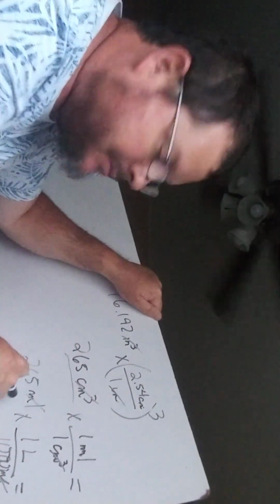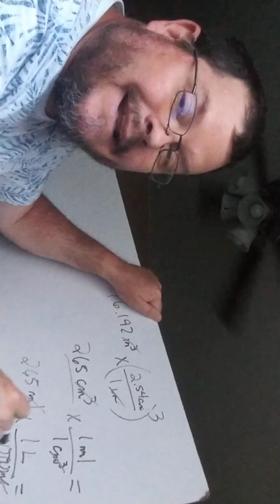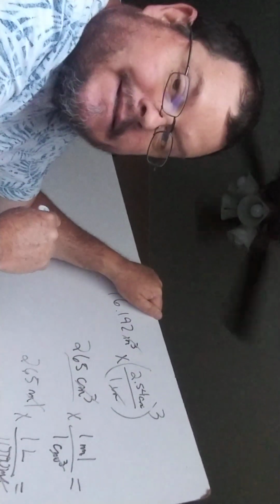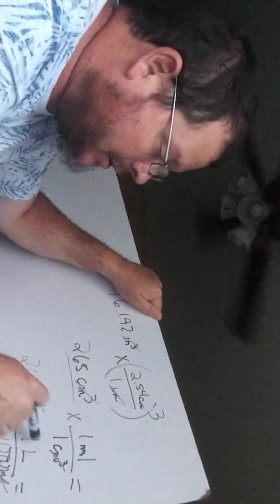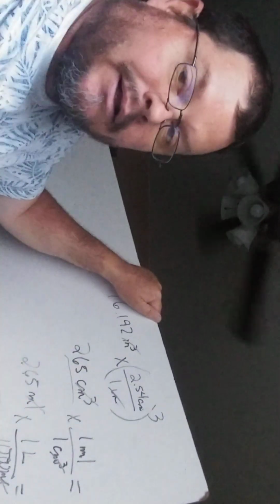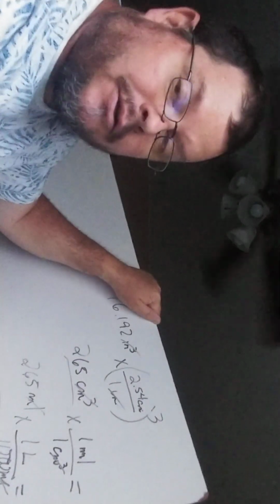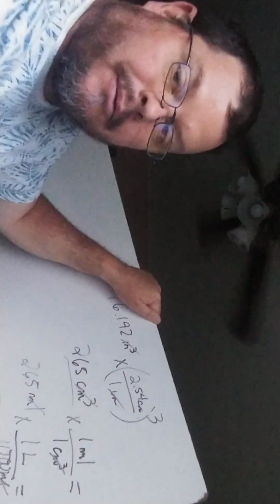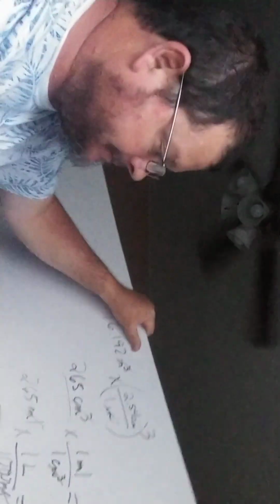I end up with milliliters, but the problem didn't want it in milliliters, it wanted it in liters, so I had to convert that. I could move my decimal point 3 places to the left, or I could set up the equation. There's 1,000 milliliters in 1 liter. I put milliliters in the bottom so that it can cancel. I end up with liters, same number, 0.265 liters. That's the answer.